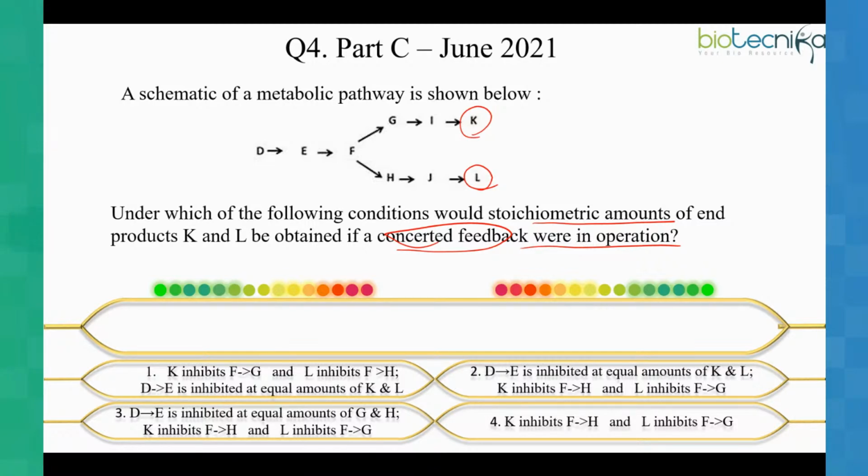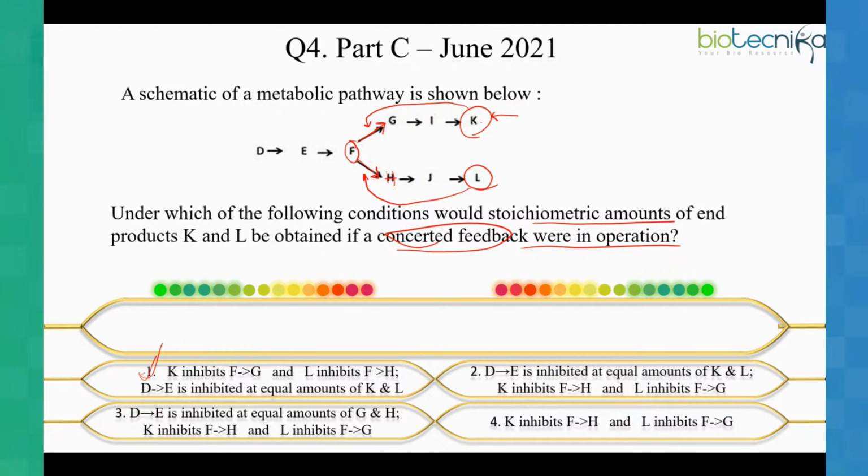So, generally in concerted feedback, what will happen? F is a common product which is going for the production of G, okay? And it is also going for the production of H. Now, feedback means too much of the end product is there, it will stop its own synthesis by inhibiting an early enzyme. So K generally goes and inhibits the enzyme which converts F to G, whereas L goes and inhibits the enzyme which converts F to H. Okay, so option 1 makes more sense, that K inhibits F to G conversion and L inhibits F to H conversion.